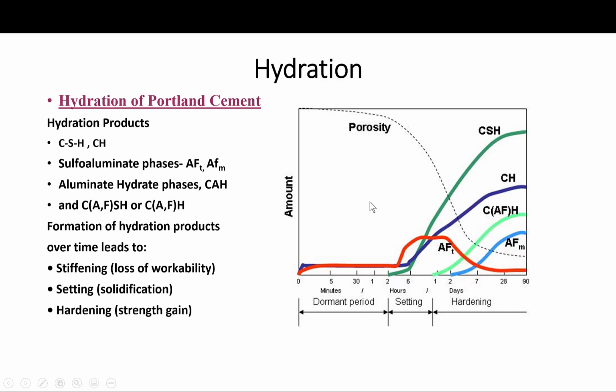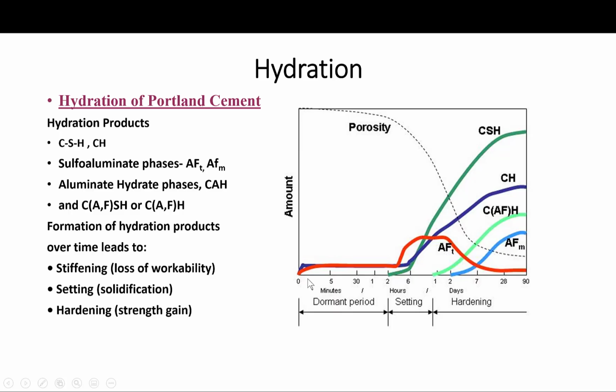Right here, there's sulfo, the ettringite, and then the monosulfoaluminate, which forms later due to the instability of ettringite in the absence of enough supply of sulfate. These are the calcium aluminate ferrite hydrate phases. This is the calcium hydroxide, and you see this is approximate.